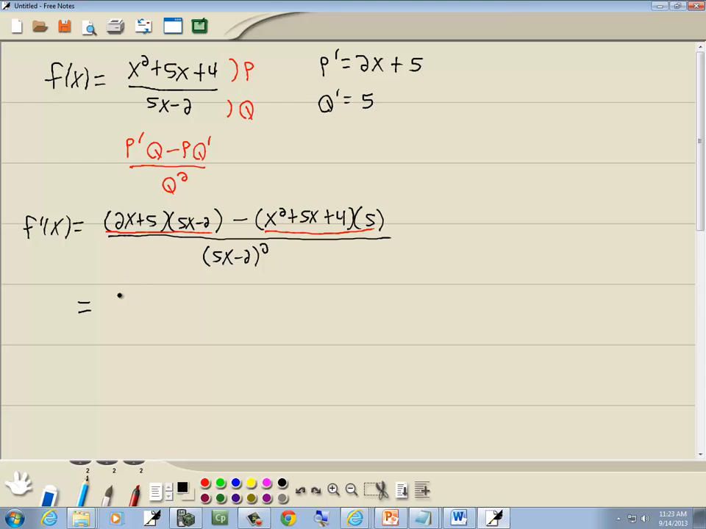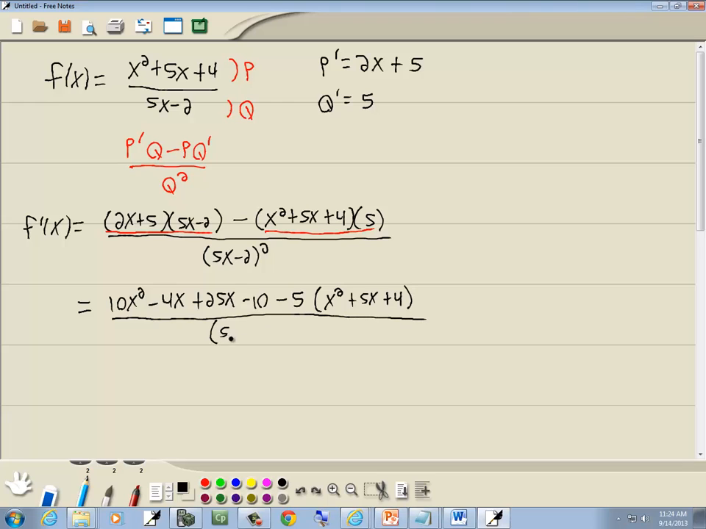Well, 2x times 5x gives us 10x squared. 2x times negative 2 gives us negative 4x. 5 times 5 gives us 25x. And 5 times negative 2 gives us negative 10. And I'm going to put the 5 out in front before I multiply through. I think it's easier to see so you don't mess up on signs as badly.